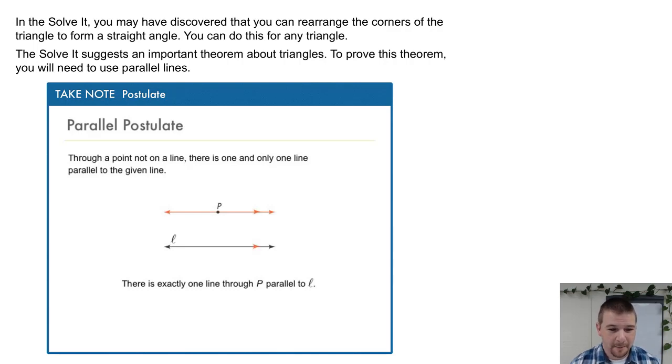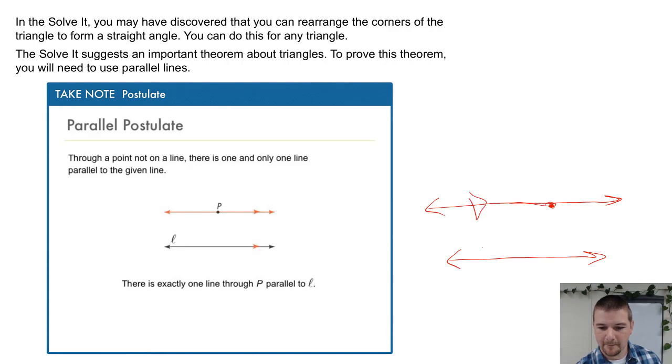The parallel postulate. It states, through a point not on a line, there is one and only one line parallel to the given line. So what that means is, let me switch to my pen tool. If we have a line and some point in space that's not on that line, there exists one and only one line that goes through the point and is parallel to the line that we started with. The parallel postulate.